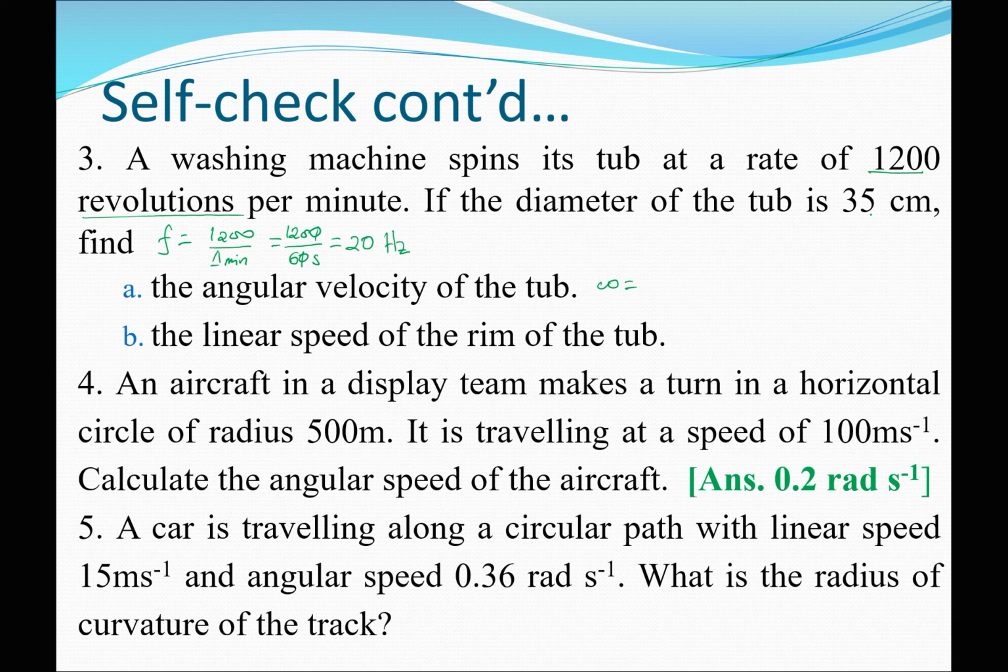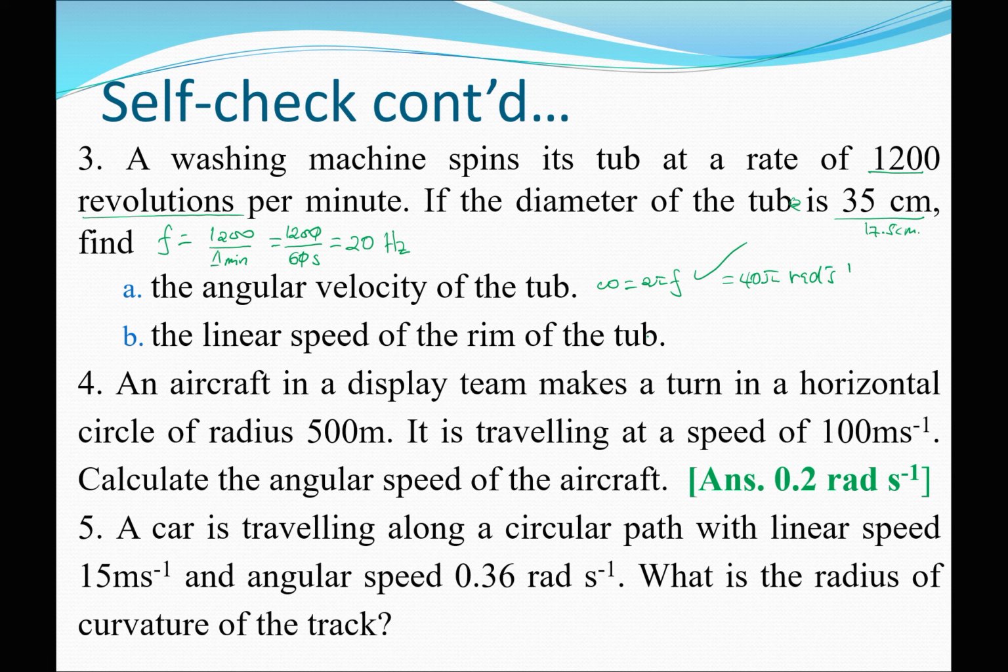Then the diameter of the tub is 35 centimeters, which means the radius is 17.5 centimeters. So that is the radius, the distance from the center. Then calculate the angular velocity. So omega is going to be 2 pi times f. You can find omega because you have the frequency. So it is approximately 40 pi radians per second.